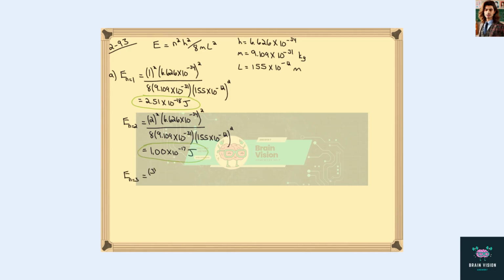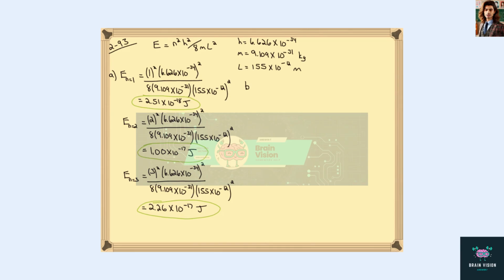And then for the last one, energy level 3, we're going to replace the 1 squared, or 1, with 3 squared, which becomes 9. So the energy in energy level 3 should be 9 times the energy in the first energy level, or 2.26 times 10 to the negative 17 joules.